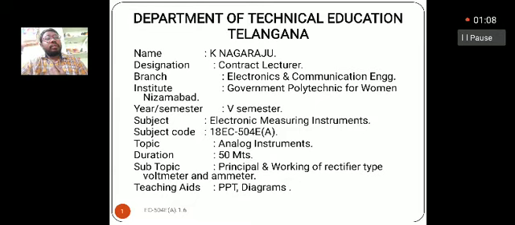Generally, the ammeter is used to measure the current flowing through the circuit. The current can be measured with the help of an ammeter. Generally, we have two types of instruments, analog instruments and digital instruments. In the same way, we have the AC voltmeter and AC ammeter. The AC ammeter and the DC ammeter are both used to measure current only.